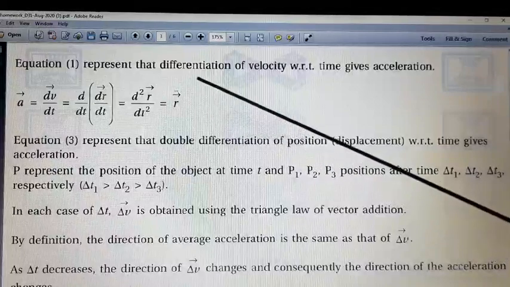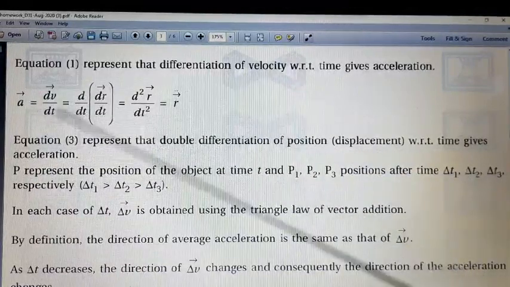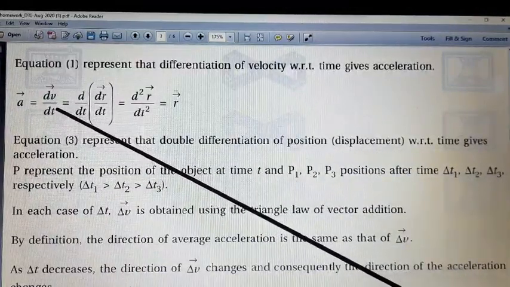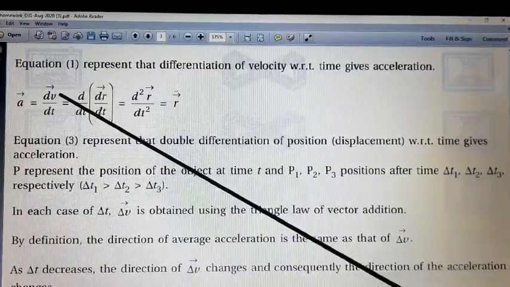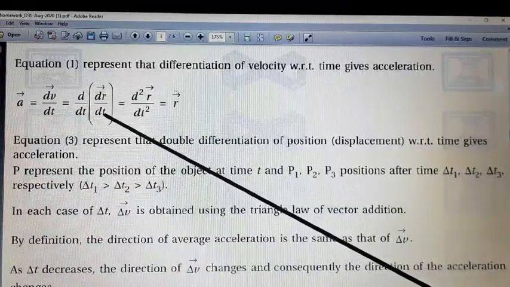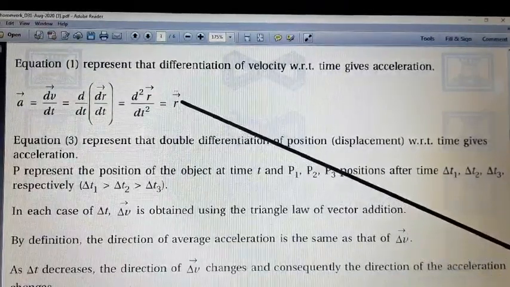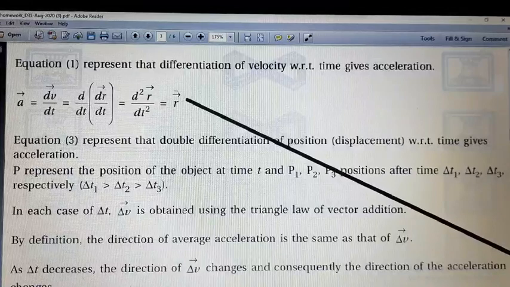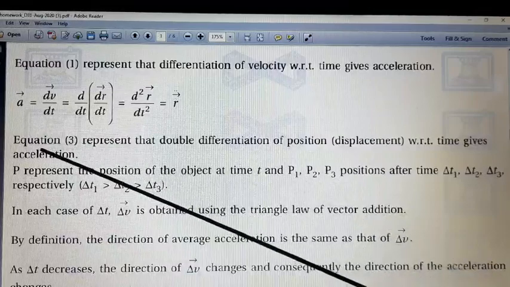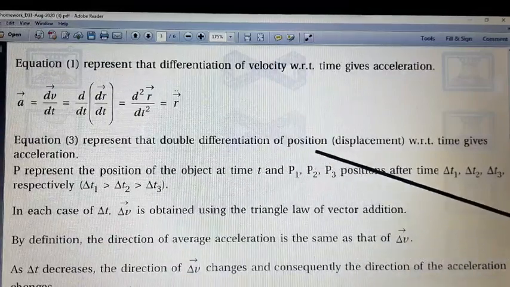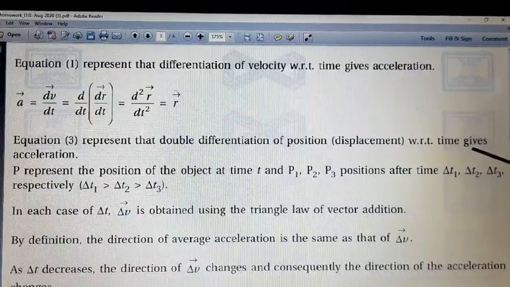Equation 1 represents that the differentiation of the velocity with respect to time gives acceleration. Means acceleration a is equal to dv upon dt. Here we can write velocity is equal to distance upon time, means instead we can write dr upon dt. So we can say d square r upon dt square, means vector r double dot. Double dot means 2 times derivative of r with respect to time. Equation 3 represents that the double differentiation of the position, otherwise displacement, with respect to time gives acceleration.